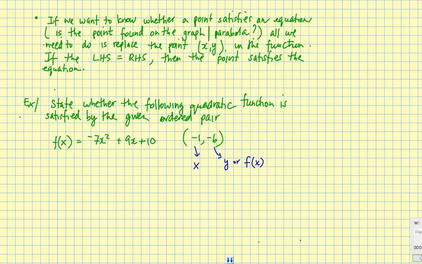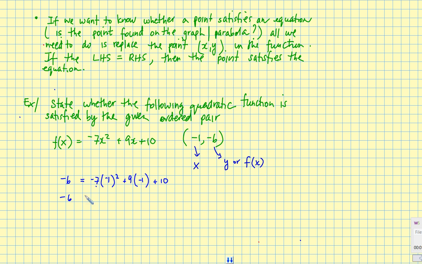So for example, here's a type of question that you could encounter. State whether the following quadratic function is satisfied by the given ordered pair. So what this is saying is, if I am given this quadratic function, if I'm given this curve, is the point (-1, -6) sitting on that curve? So what I do is I replace -1 for x, and I replace -6 for y, or f of x. Remember that y and f of x are the same. So that I will write -6 is equal to -7 times -1 squared plus 9 times -1 plus 10.